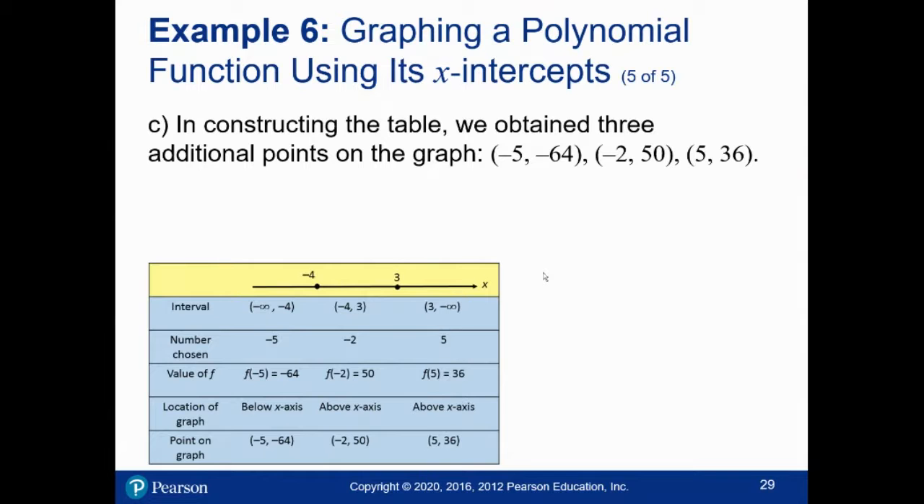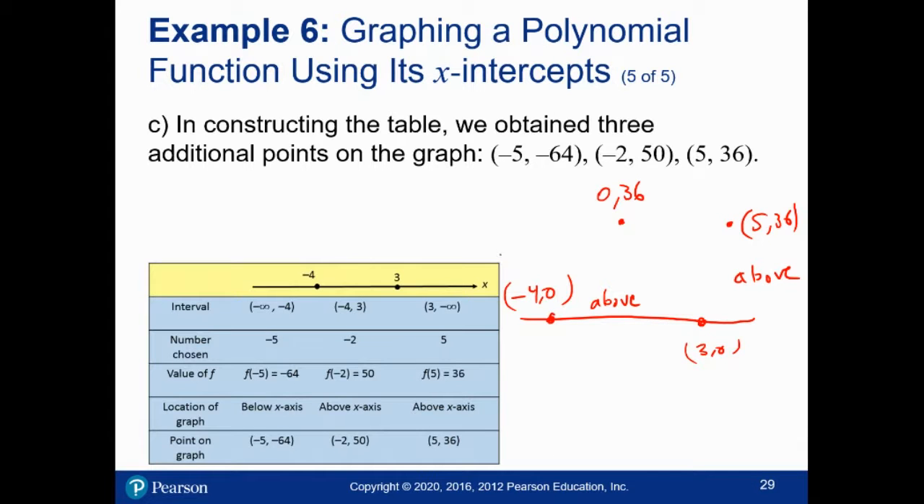Let me go back, because the book just gives you the whole picture without really explaining how they got it. So we know we have an intercept of negative 4, 0. And I have an intercept of 3, 0. We also have an intercept of 0, 36. So I know the graph is going to be above the axis here, but we also computed 5, 36, which means the graph is going to be above the axis here, and we know it's actually going to be below the axis to the left of -4.